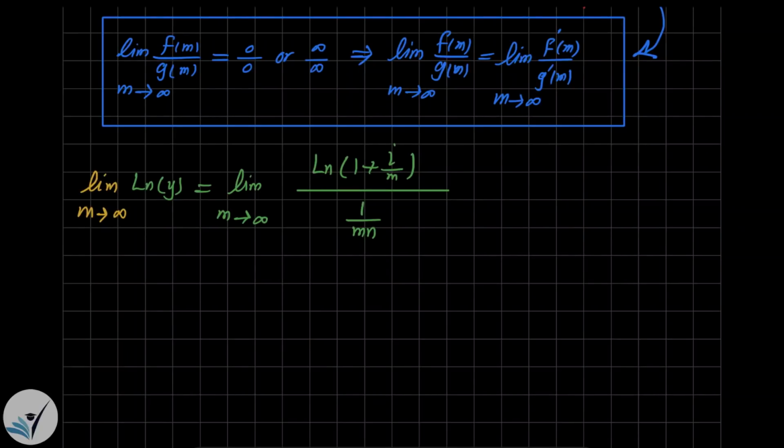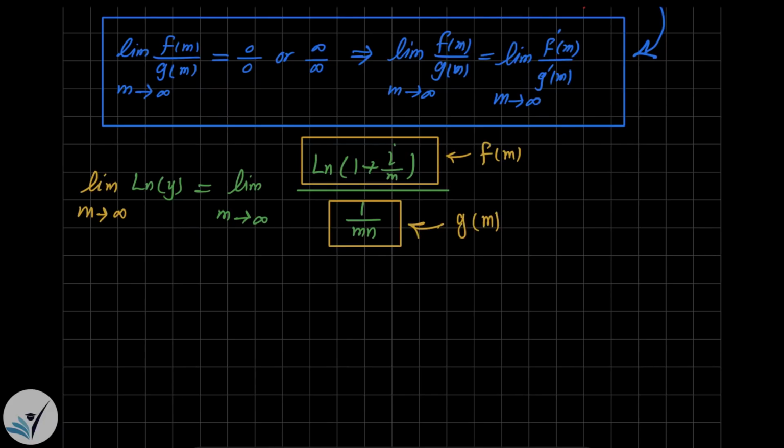So what I have in the numerator is my f of m. So this is f of m. This 1 over mn is the g of m. This limit equals the limit of f prime of m over g prime of m as m approaches infinity.